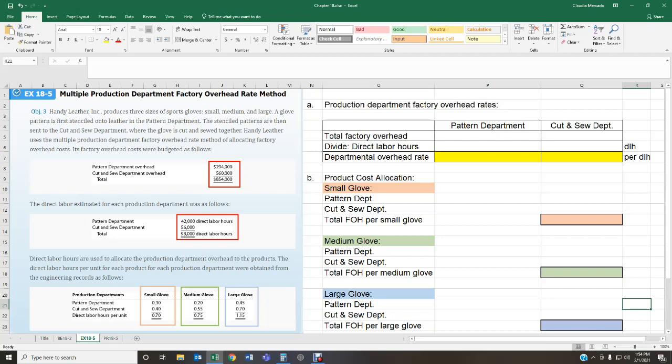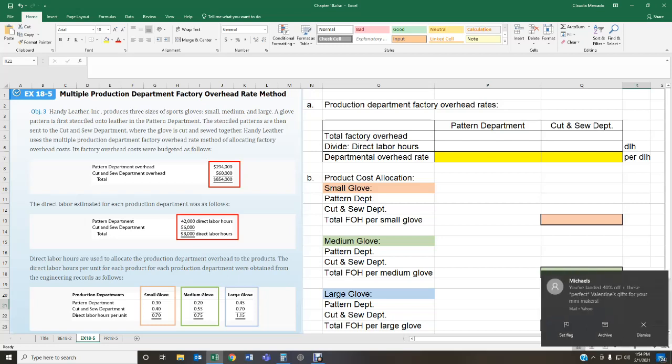Now, direct labor hours are used to allocate the production department overhead to the products. Very important: direct labor hours are used to allocate the production department overhead to the products. The direct labor hours per unit for each product for each production department were obtained from the engineering records as follows.